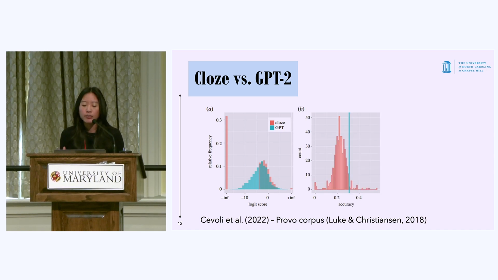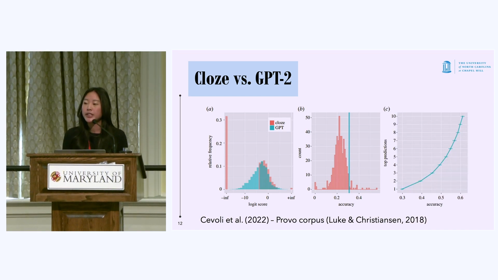Then we have this middle figure. This is just showing the average accuracy of human cloze data at predicting the actual next word that occurred in the text versus GPT-2's top prediction. So GPT-2 was about 32% accurate, and that was about 10% more accurate than the average of human cloze. And when GPT-2's top 10 predictions were considered, this accuracy went up to 60%.